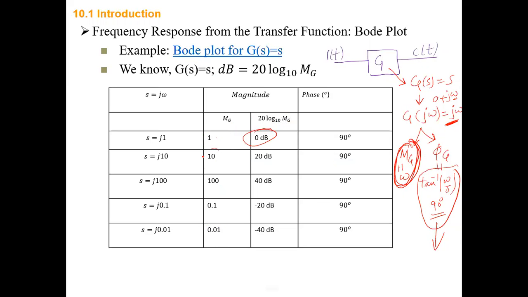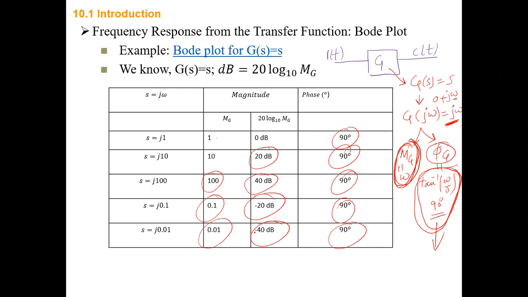When Mg is 10, what do you get? 20 log 10. Log 10 is 1, so simply 20 decibels. Then when Mg is 100, your decibel value is 40. When this is 0.1, it's negative 20. When this is 0.01, the value is negative 40. Then how about phi g? Phi g is always the same, right? It does not change. It's constant: 90, 90, 90, 90, 90 everywhere.